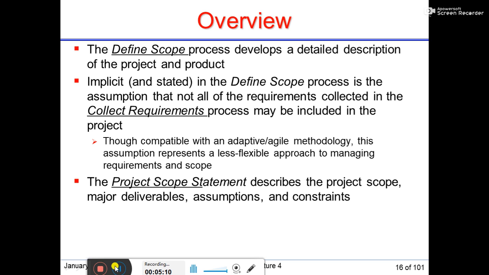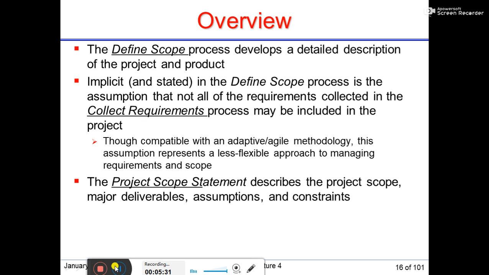Implicit and stated in the define scope process is the assumption that not all the requirements collected in the collect requirements process may be included in the project. Though compatible with adaptive and agile methodology, this assumption represents a less flexible process or approach to managing requirements and scope.